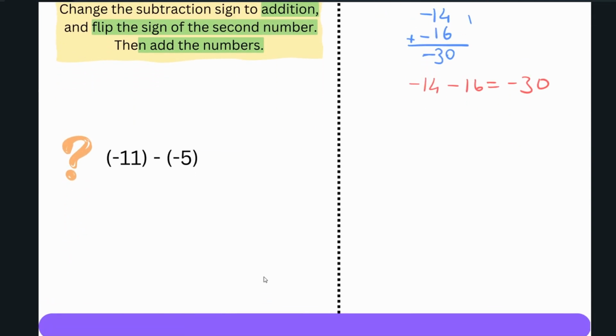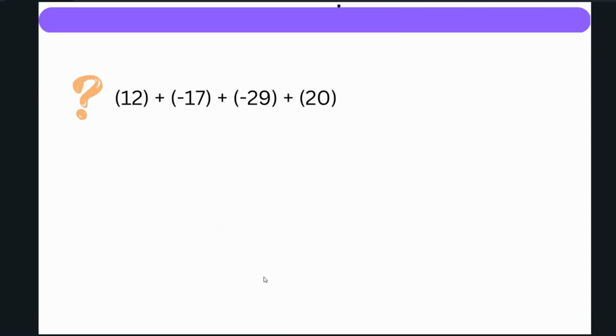Let's do one more. Remember, you can pause the video and do it yourself, and then check it. A negative times negative is a positive, so let's rewrite it. -11 plus 5. When adding two different sign numbers, take the sign of the larger number, in this case it's -11, and then you're simply going to subtract them. 11 minus 5 will give you 6. The answer is -6.